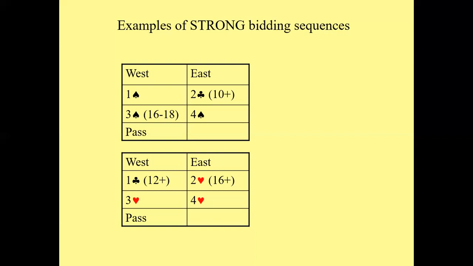Or the second one, 1 club, 2 hearts, which is a jump, which should show 16 or more points. So it looks like the opponents have got at least 28 points, and you might choose an attacking lead, leading from a suit with an honour in it, in the hope of making some tricks for your side.